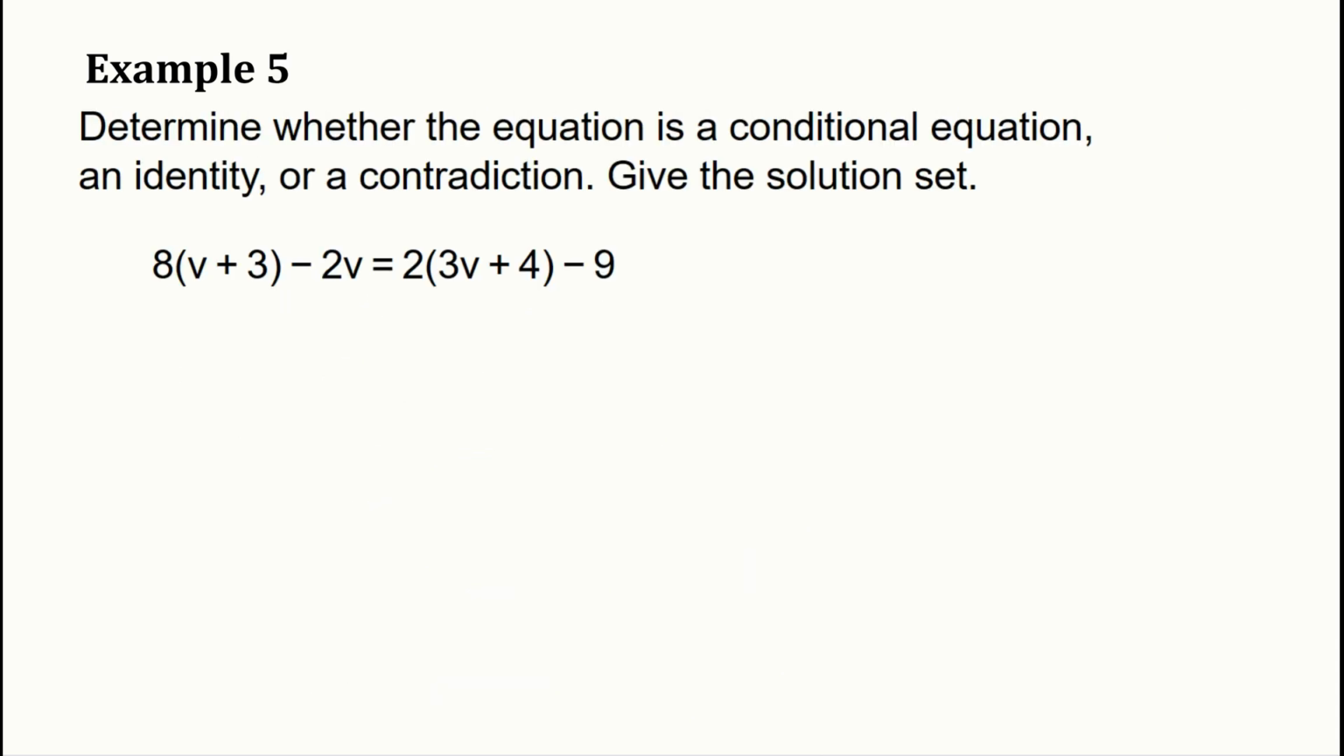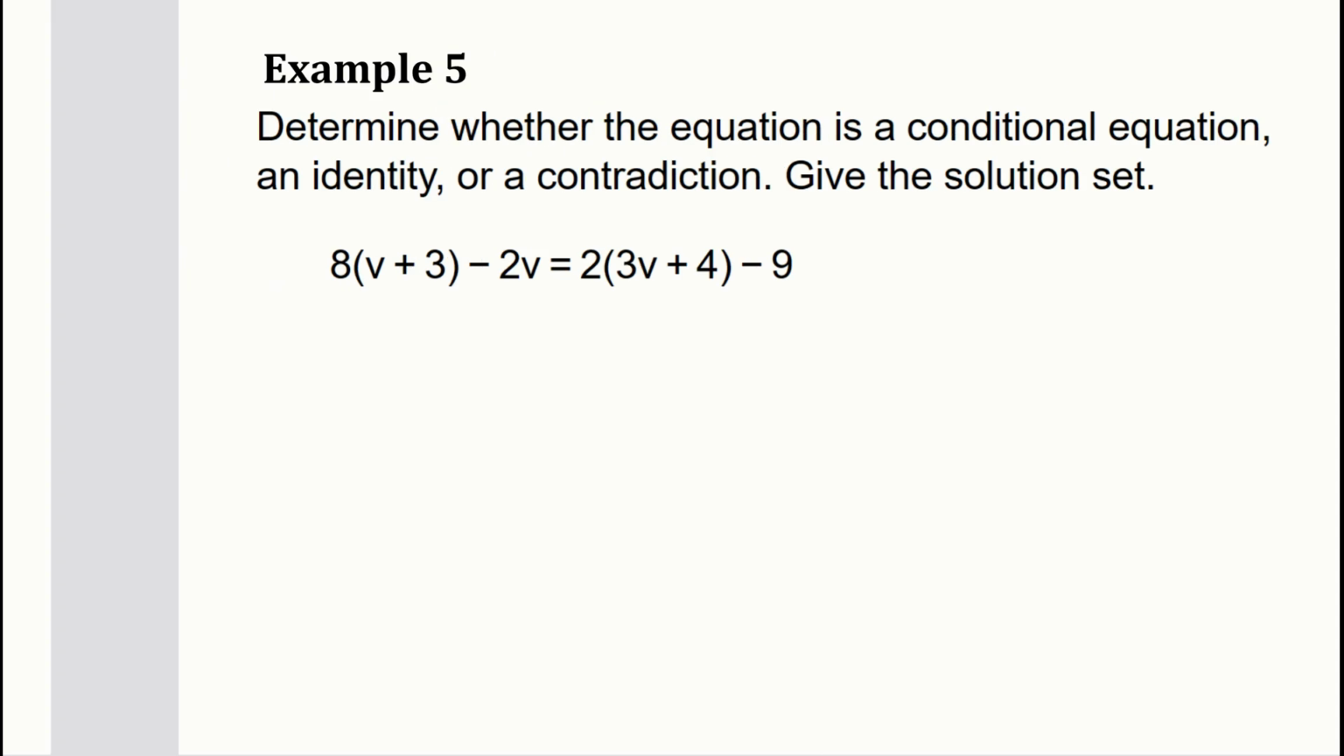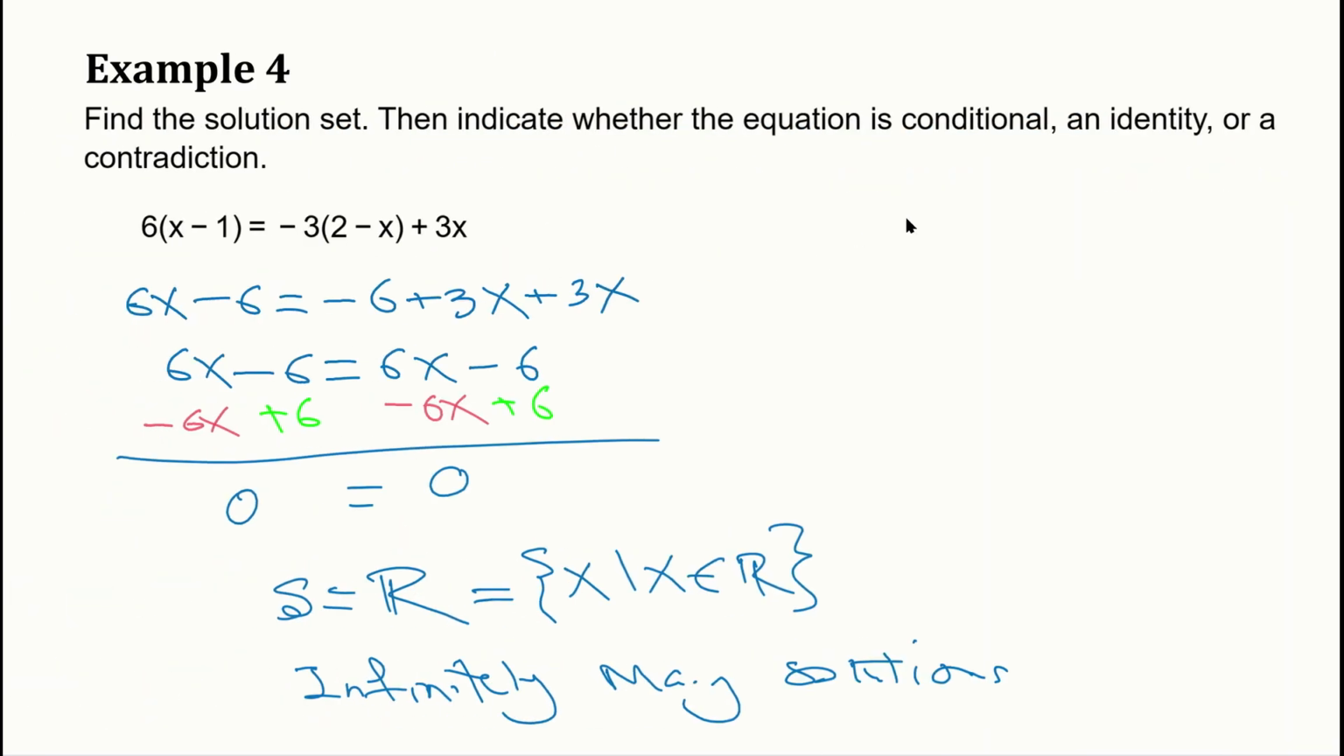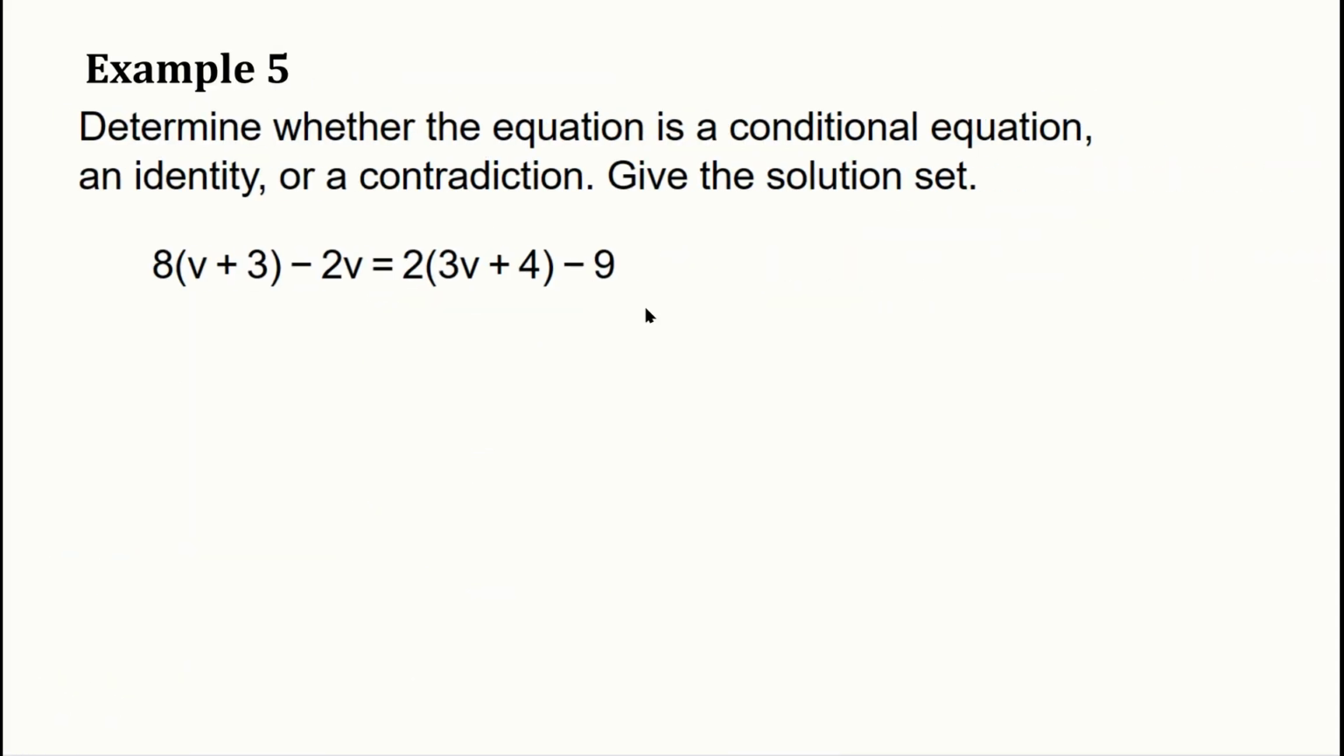All right, go ahead and try this one and see what you end up with. Conditional, an identity, or a contradiction. By the way, real quickly, the last one which we did, we need to identify as an identity, right? All right, so let's go ahead and move on to the next one and try it, okay?